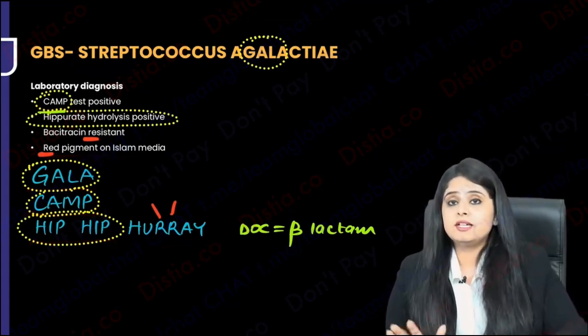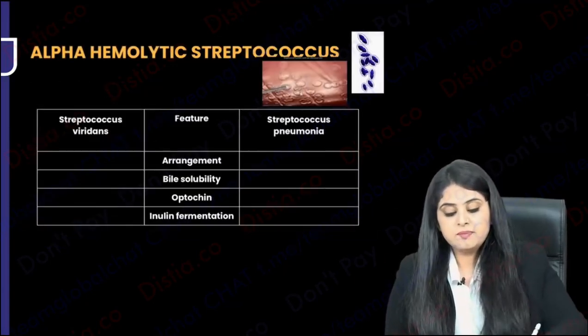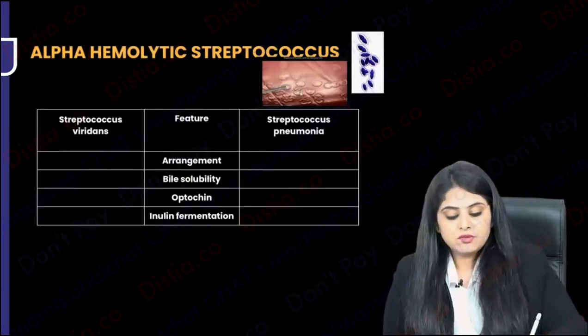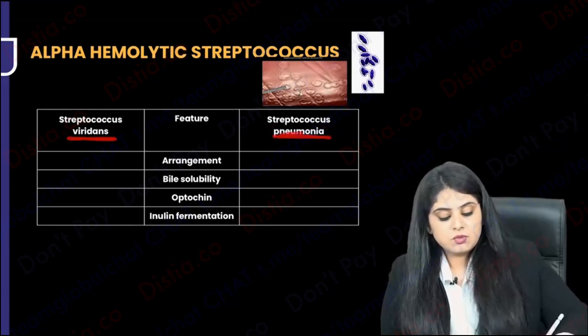So you're done with all the beta hemolytic. Group A is done, group B is done, beta hemolytic story done. I am moving on to the alpha hemolytic story. Guys, what were the two organisms coming under alpha hemolytic? Streptococcus viridans and Streptococcus pneumoniae.